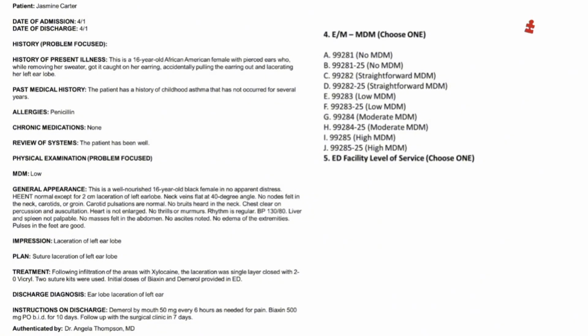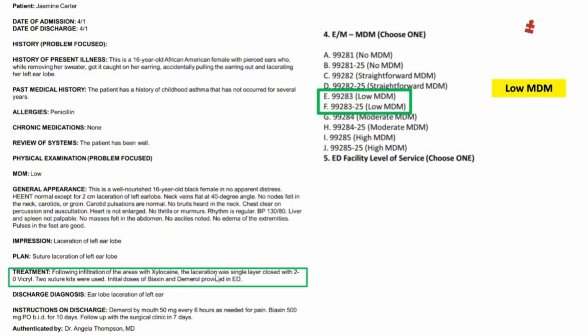All right, so now the next task is we have to determine the E&M MDM. We said that it was low, and we said that we would use 99283 with the 25 modifier because the patient had a single layered closure. So 99283 is the answer.